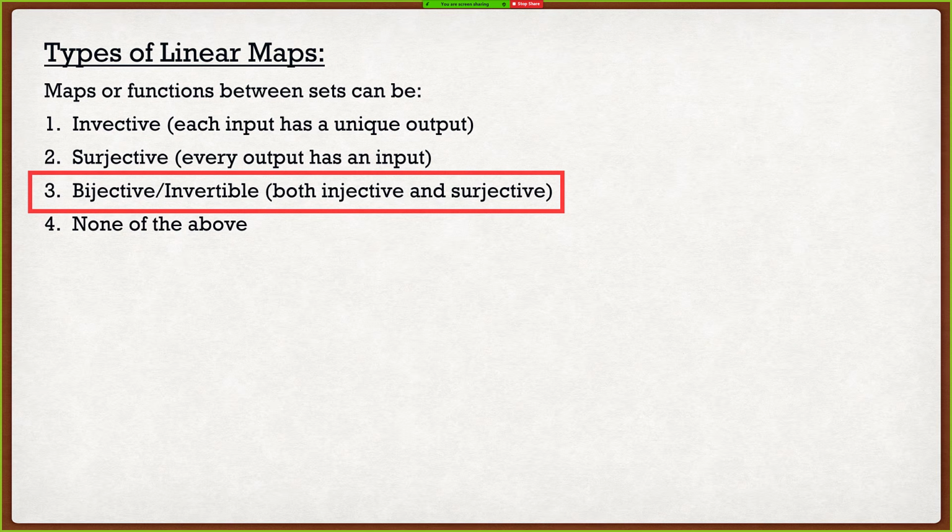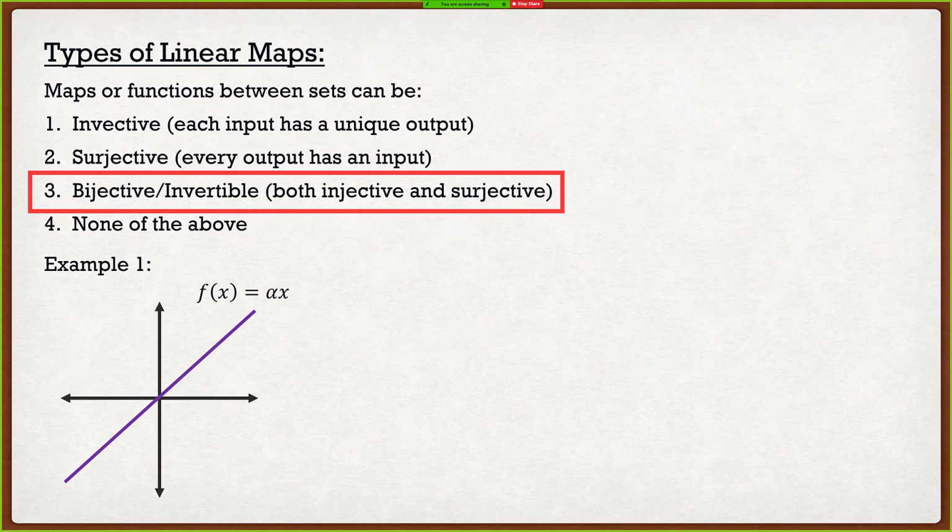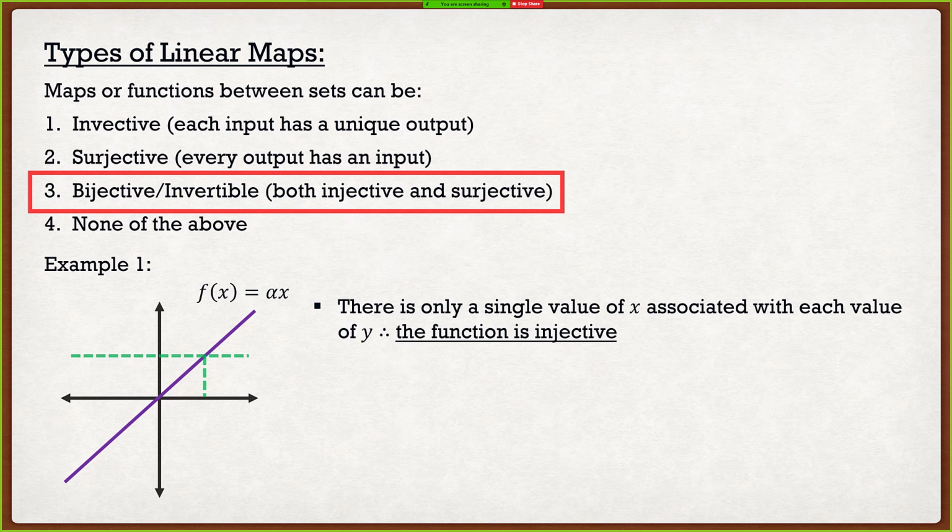Now let's look at an example of what exactly these are. Let's say I have the function f of x is equal to some scalar a multiplied by x. The first thing that we want to look for is, is it injective? So each input has a unique output. Well, in this case, this would be injective. The reason why is if I look at an output, let's say y is equal to 2, there is only one input of x that will give me that value. And when we deal with example number 2, you will see exactly what this means.